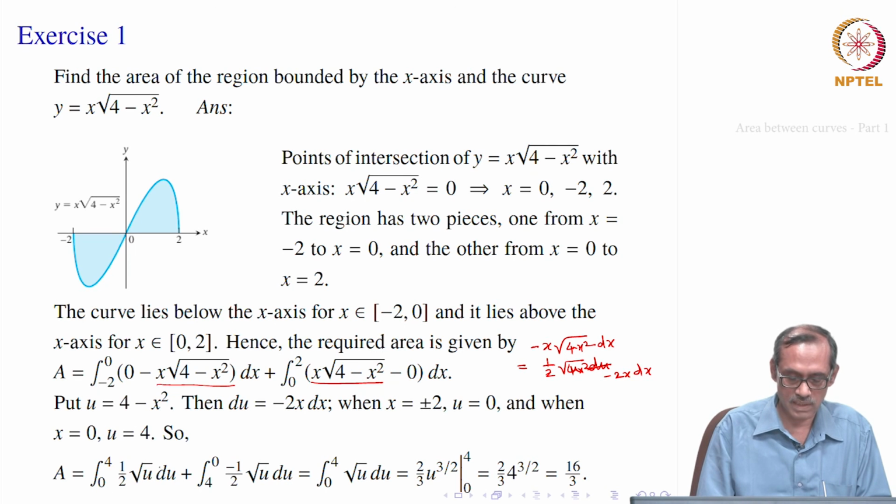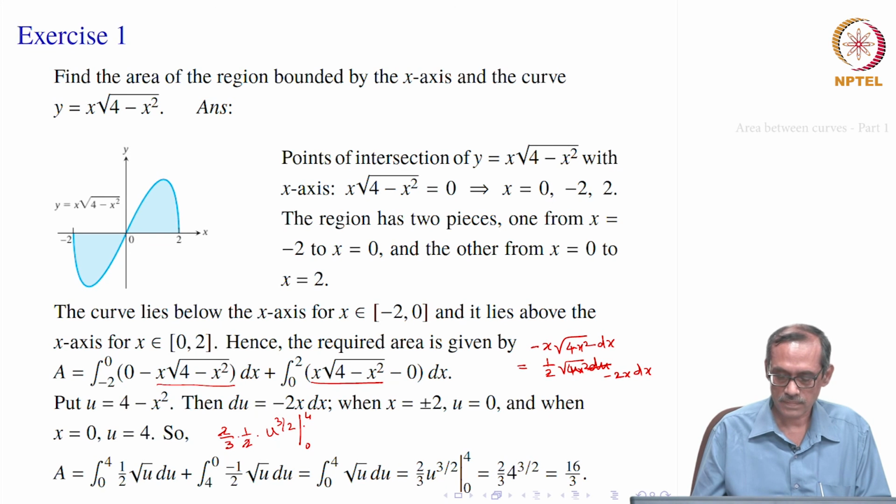Then once you integrate, it is u to the power half. So, its integral is u to the power 3 by 2 divided by 3 by 2, it is 2 by 3, and then minus half, right. So, that gives 2 by 3 into half into u to the power 3 by 2, fine. So, these 2 cancel, you have 1 by 3 u to the power 3 by 2 evaluated from 0 to 4, and the other one is from 4 to 0 with minus half. So, again that becomes 0 to 4.